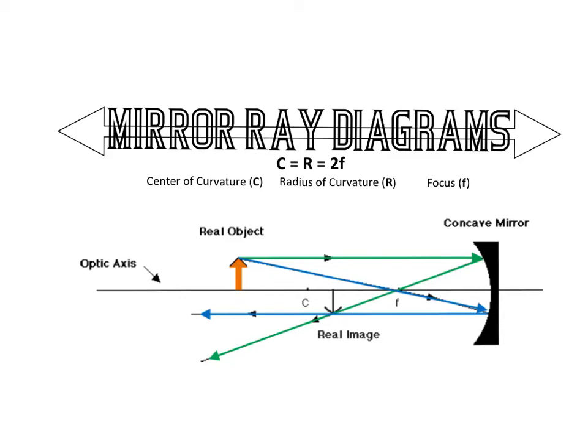This lesson is about how to draw the ray diagram for mirrors. There are a few concepts about mirrors to remember when we do these ray diagrams. The point is to determine where the image will form. By doing the ray diagrams, we can then describe some attributes of that image.